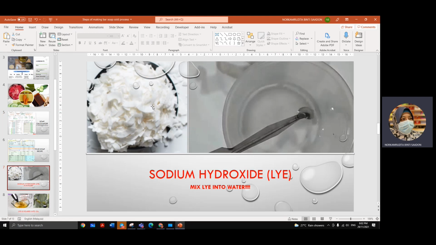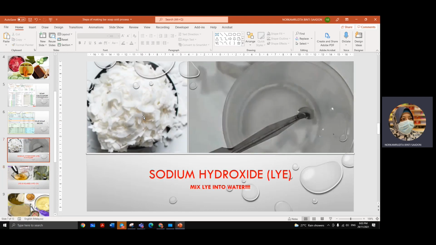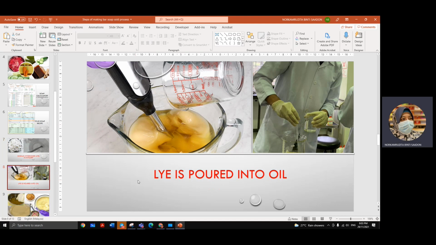First of all, after you measure your distilled water and measure your sodium hydroxide, make sure you pour sodium hydroxide into the water. Make sure you use a proper container because this is a very exothermic reaction. It can go up to 200 degrees Celsius. So make sure that you wear proper equipment. Safety. Next is to prepare your oils. You mix together your oils.